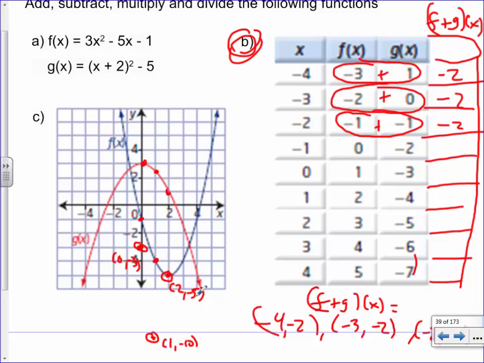Does this kind of make sense what I'm doing? Ultimately, we're going to get a new graph. I don't know fully what the new graph is going to look like. We can do this point by point, but it would take us forever. But those are kind of the skills we want to work on. So far, so good? Okay.